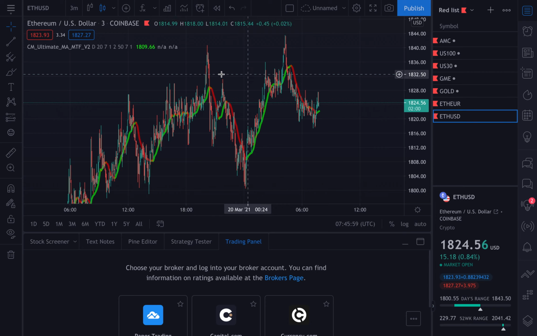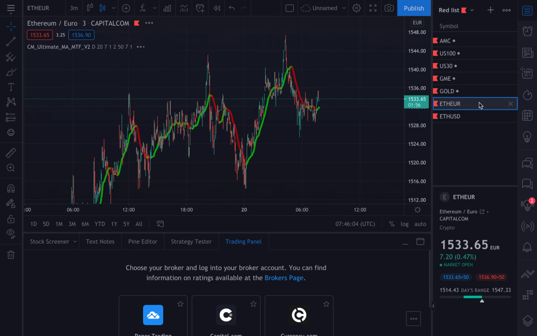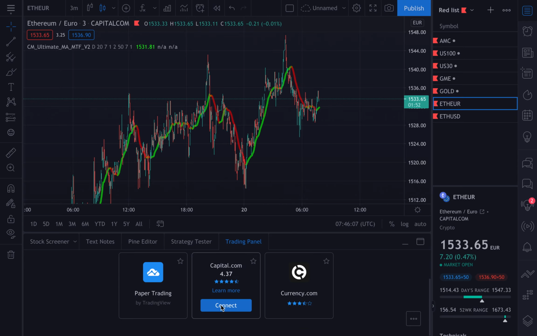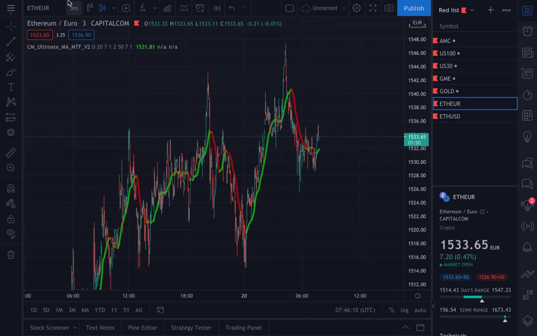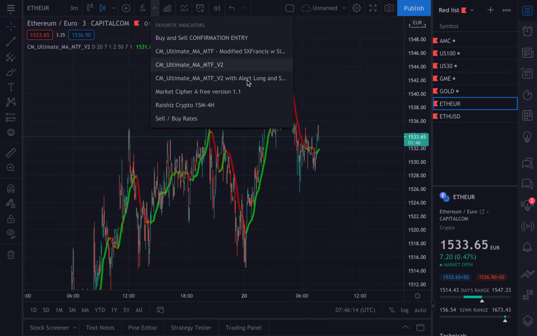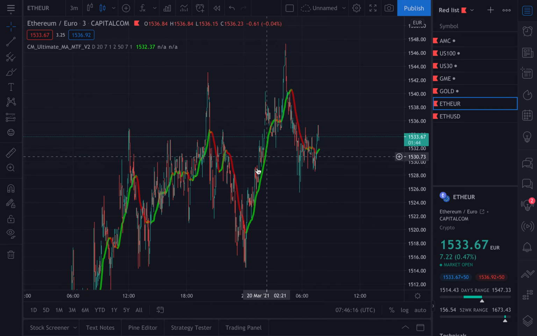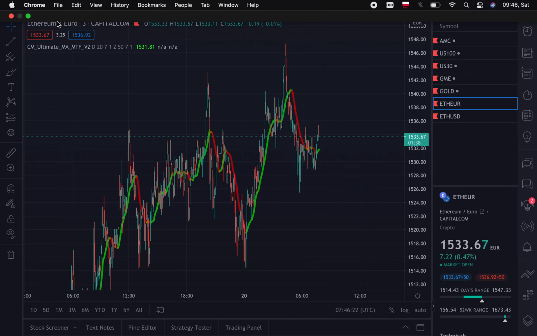This is TradingView, and I'm actually using some scripts. Here are the main ones, and now I've entered this SM Ultimate MA MTF V2.